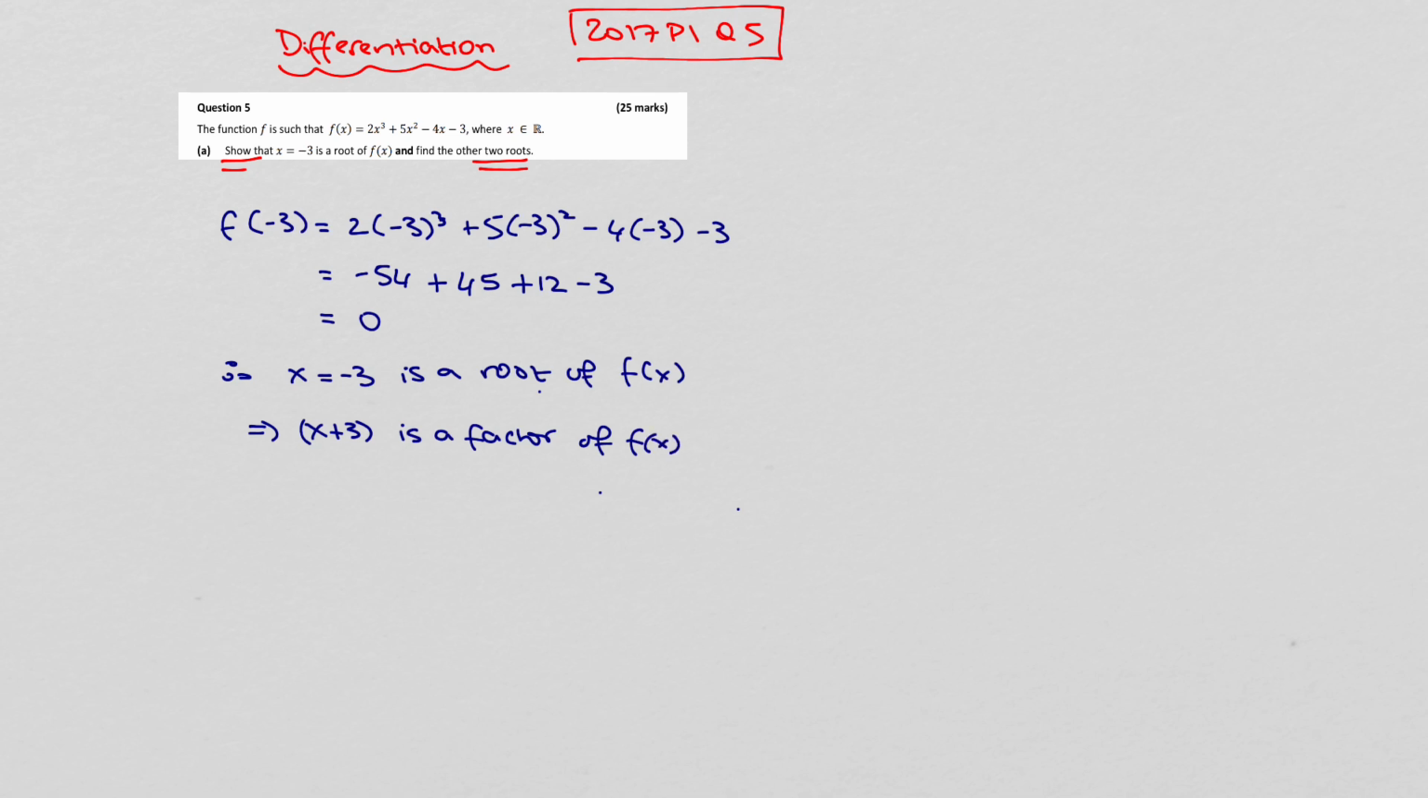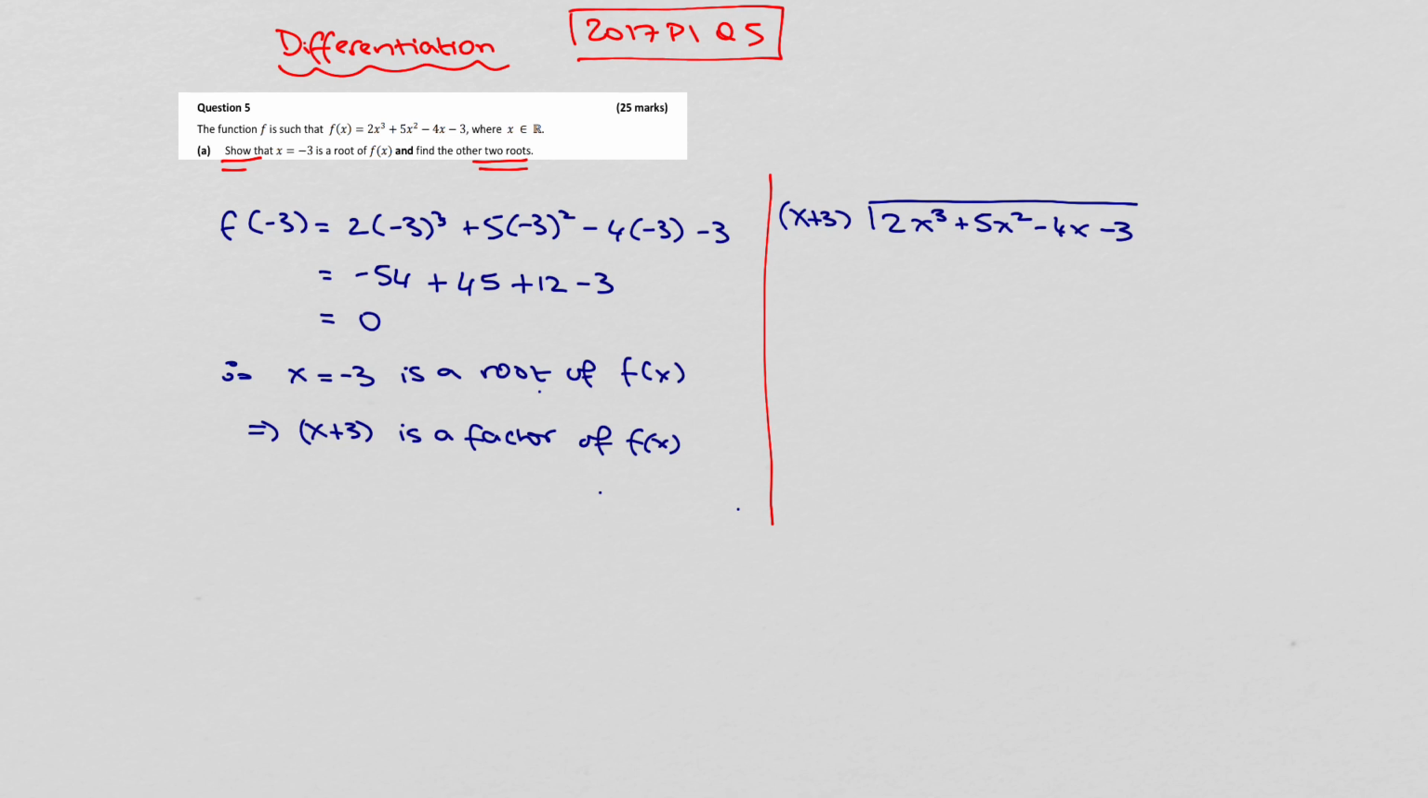And that's going to help us find the other two roots, because when we know it's a factor, that means that it should divide in evenly with no remainder. And that's also another way of showing that x equals minus 3 is a root. So I'm going to then take my x plus 3 and divide that into the function 2x cubed plus 5x squared minus 4x minus 3.